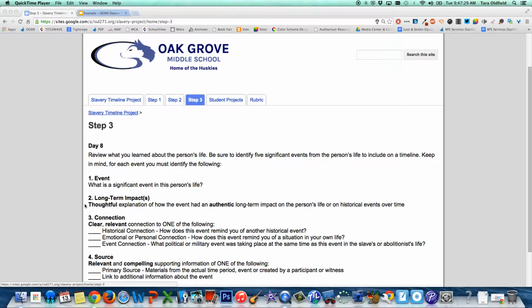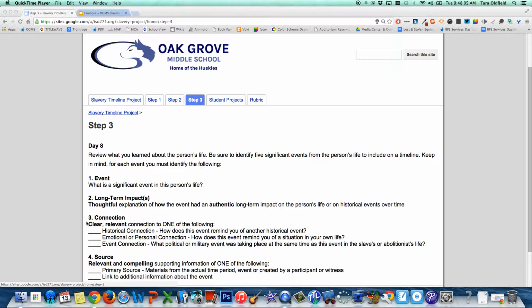So next you're going to look at the long-term impacts of that event. Make sure that it's a thoughtful explanation that you've written about how that event had an authentic long-term impact on the person's life or on historical events over time. So you'll review the event that you've written about, and then you'll think, have I written a thoughtful explanation and made a connection and explained well how that event really did have a long-term impact on the person's life?